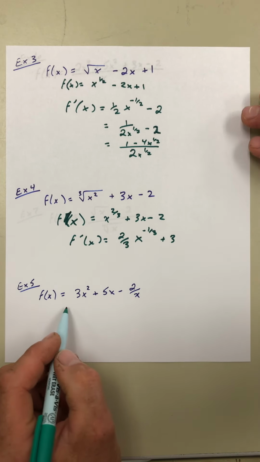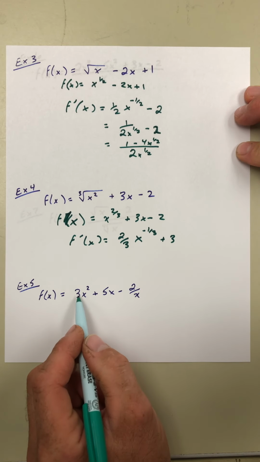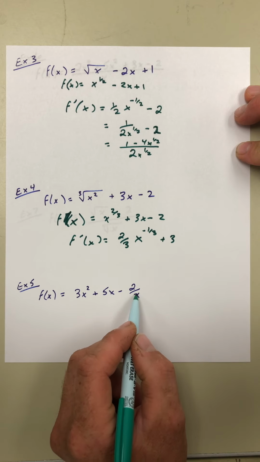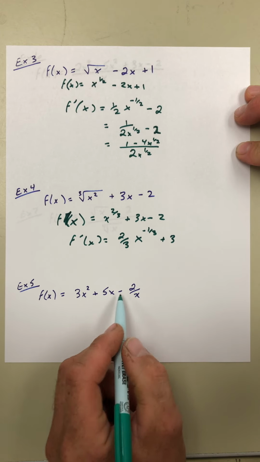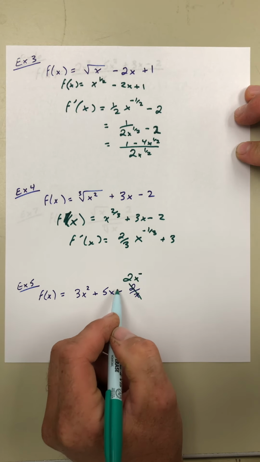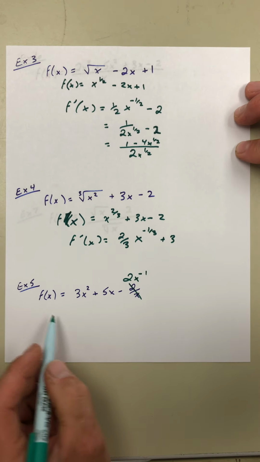Example 5. We can go ahead and look at this one. We have 3x squared plus 5x minus 2 over x. Again, we don't have a power here. We have to rewrite this as a negative exponent. So we can write this as minus 2x to the negative first.